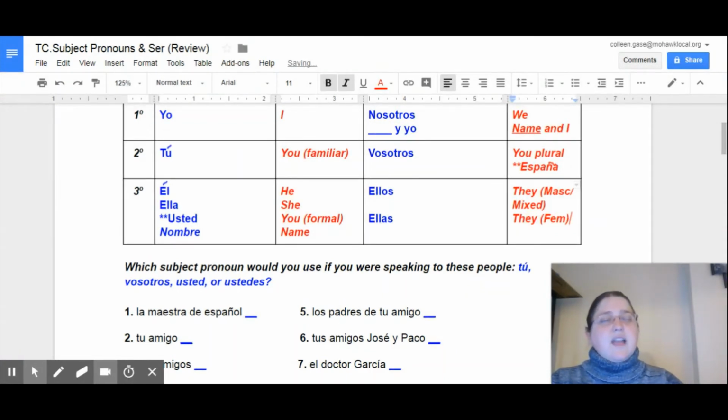Now, I should note there is a nosotras and a vosotras that is actually supposed to be used when it's an all-female group, but they're kind of falling out of favor. I don't see them used as much in modern writing, but the ellas is still around pretty strong. I wouldn't be surprised if at some point this streamlines and they're both gone, but for right now, I'm going to make sure you know ellas because I do see it used fairly frequently.